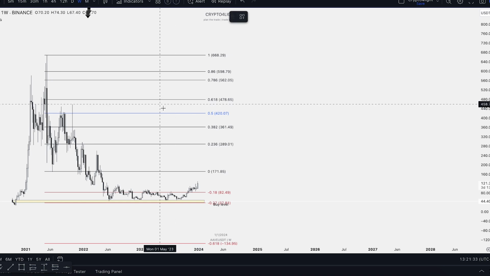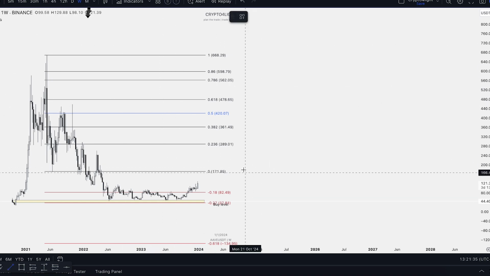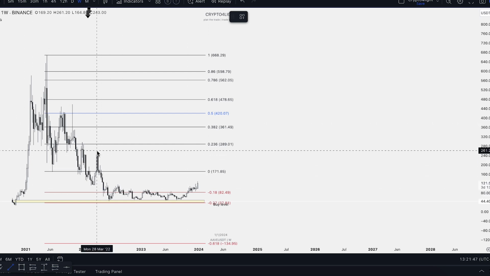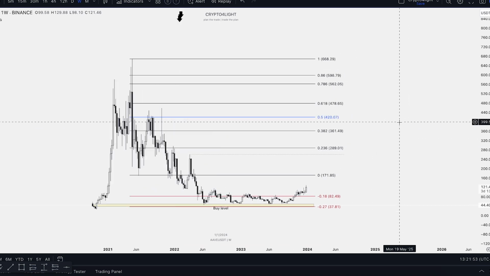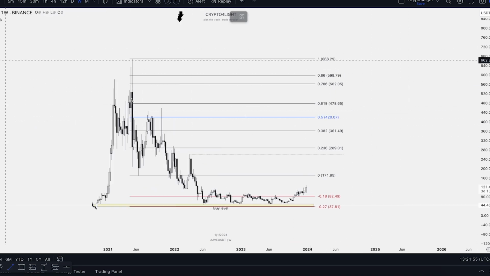So I marked the potential targets. First, we already closed the monthly gap. So 171 is only the 0 level for AAVE. So you have to understand it. This one is going to be the next one to sweep this high. 259, around the 0.23 level by FIB, and then this high.